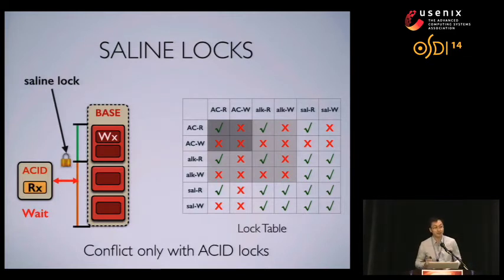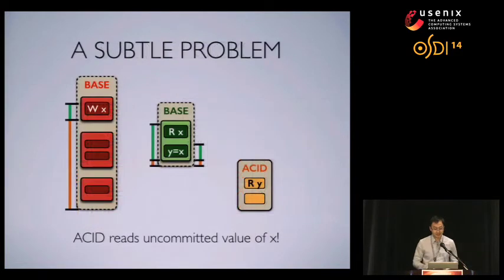So, are we out of the woods now? Not quite. Even with this lock design, there is still a subtle case in which an ACID transaction may observe an intermediate state of a base transaction. Here is an example of how this could happen.